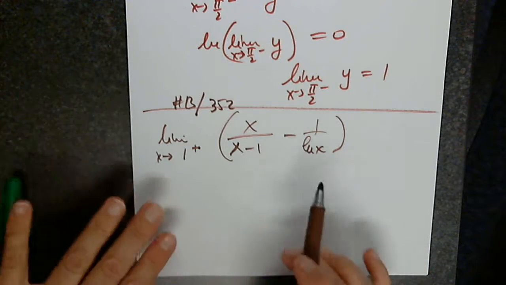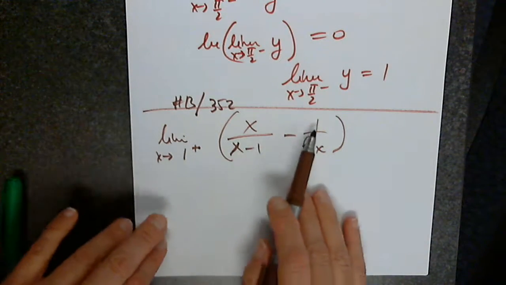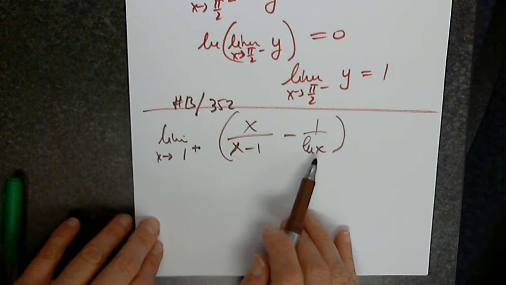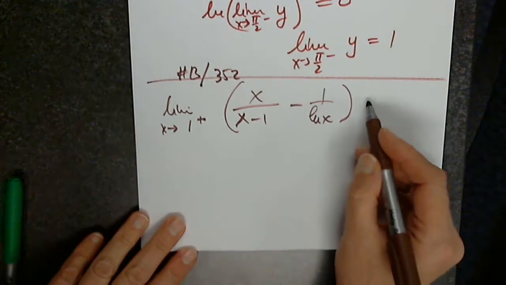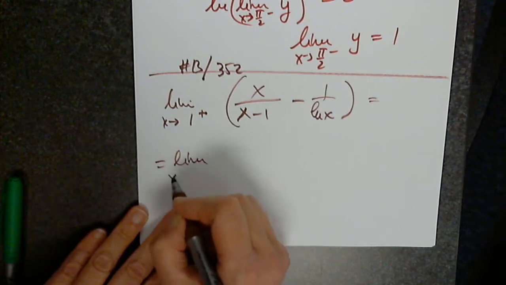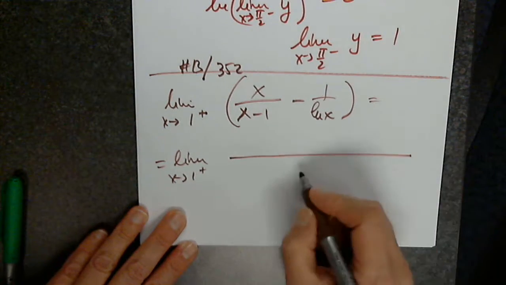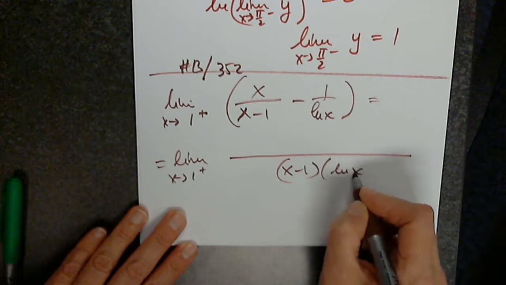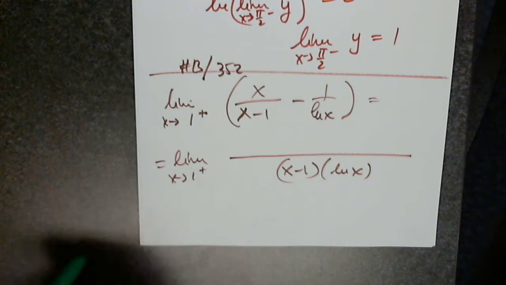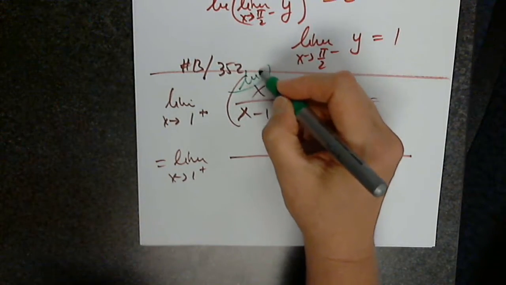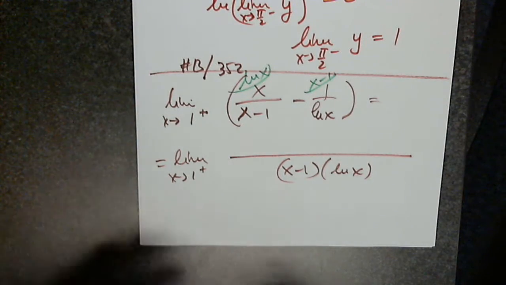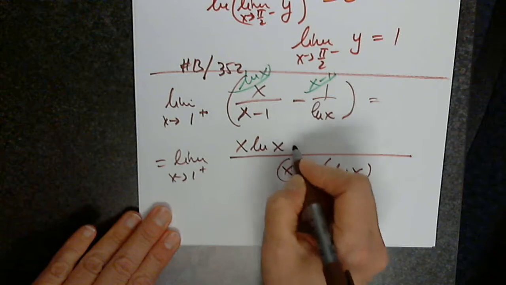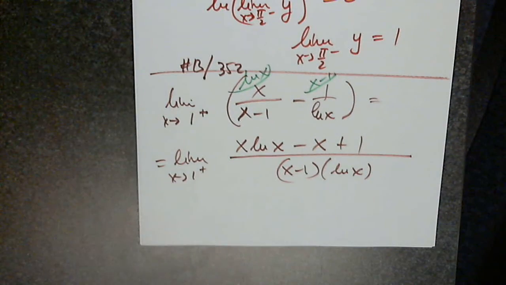You cannot separate them. This is 1 over 0, and this is 1 over negative infinity. I'm sorry, 1 over 0. So I can't do anything yet. I have to find the least common denominator, which is x minus 1 times natural log x. So therefore, this up here needs a natural log x, and this needs an x minus 1. So then x natural log x minus x plus 1.